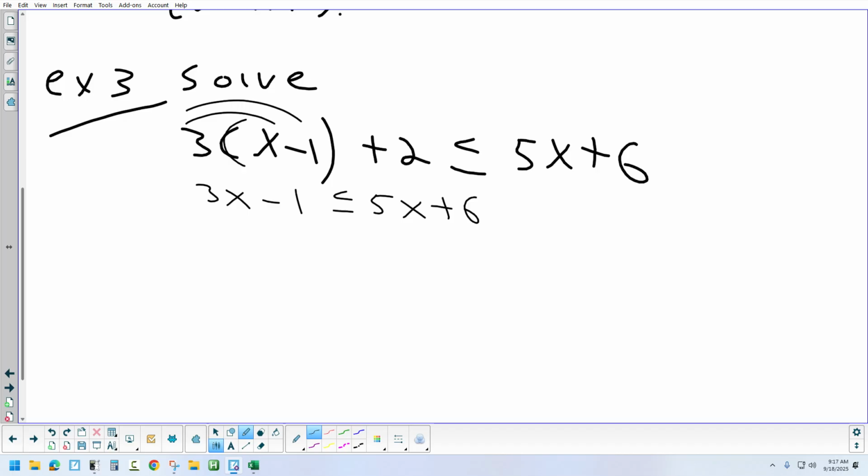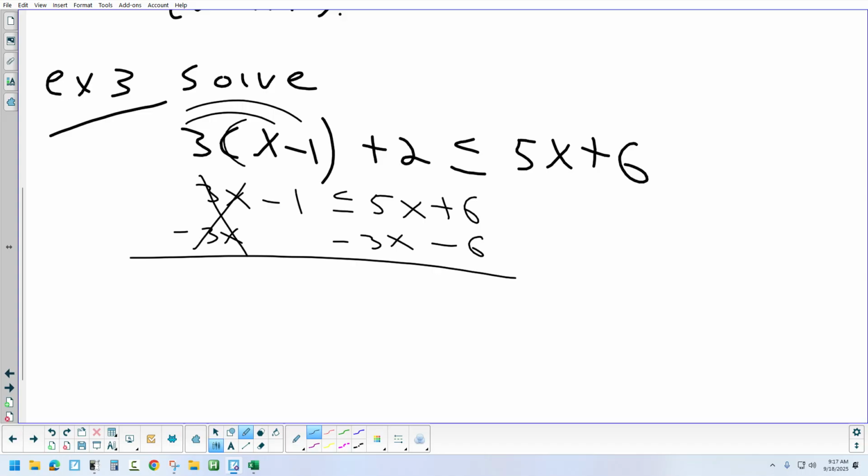How about Annalise? What would we do next? Okay, so we can subtract 3x from both sides. And what else can I do at the same time? Subtract the 6. Yep, I can subtract the 6. And Nick, what does that leave me with now for an inequality? 2x is greater than -7. Let's not switch anything yet.